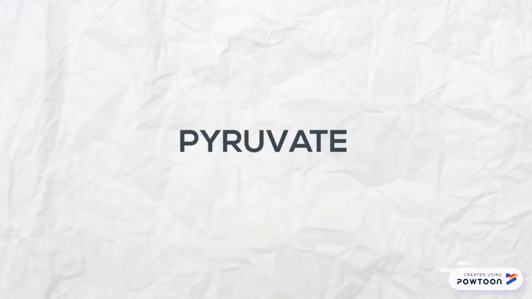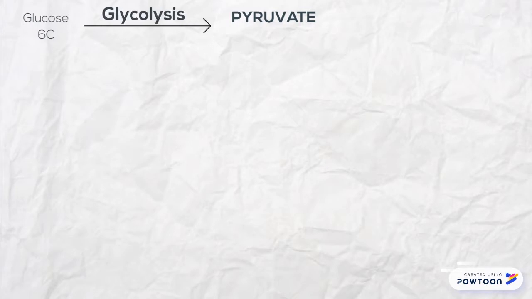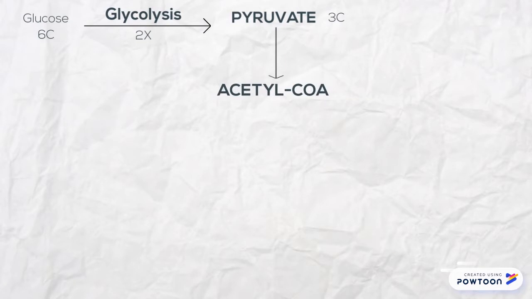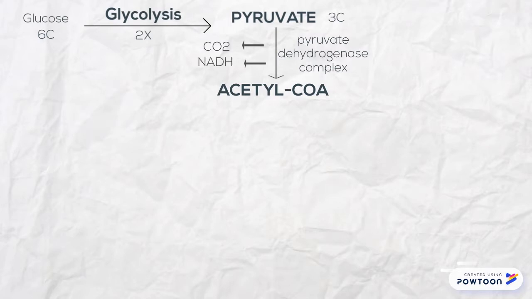The first step involved is actually a preparatory step which begins with pyruvate. Pyruvate is derived through the process called glycolysis of glucose, which is a 6-carbon compound, and it is split into two molecules of pyruvate, which is a 3-carbon compound. The next step includes the oxidation of pyruvate into acetyl coenzyme A by the enzyme pyruvate dehydrogenase complex, and in this reaction, a molecule of carbon dioxide and a molecule of NADH is generated. The acetyl-CoA is a 2-carbon compound.